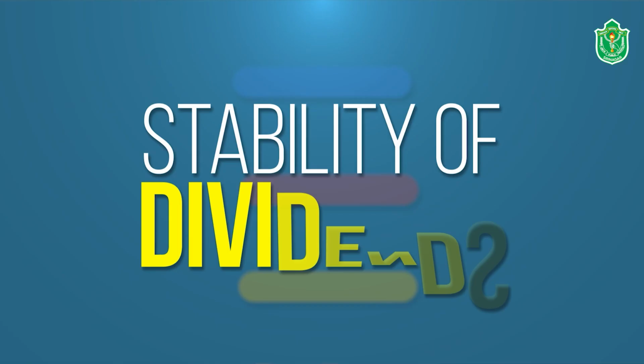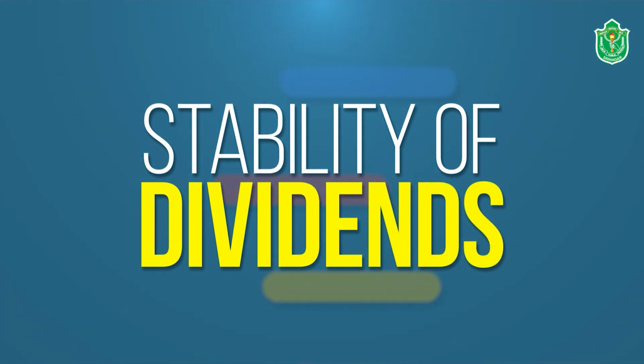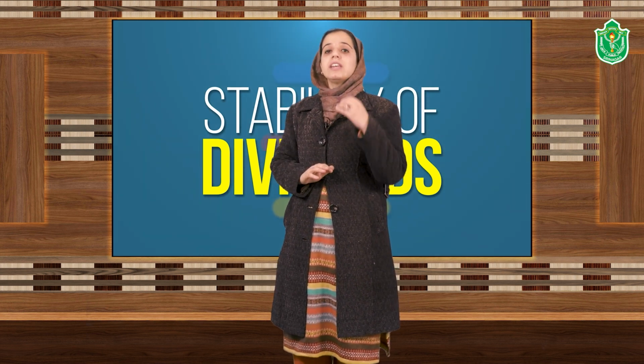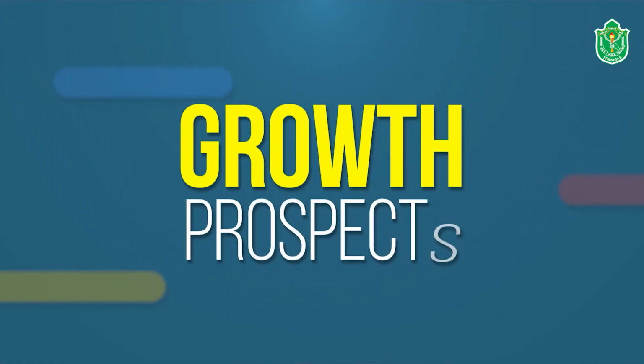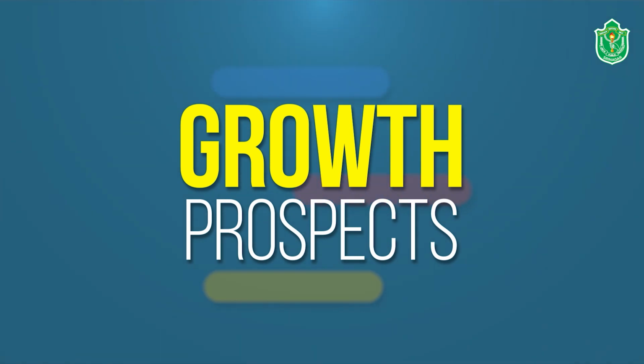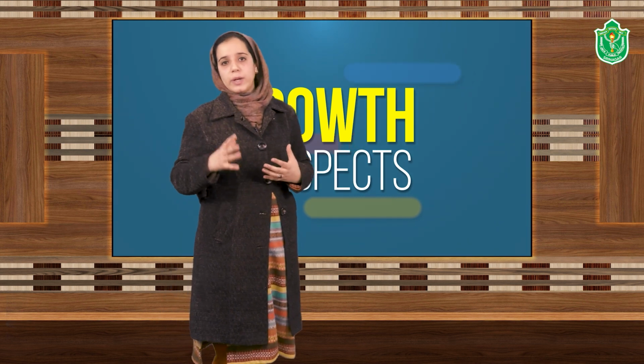The next is stability of dividends. If the firm follows a stable dividend policy, then the dividend per share is not altered if the earnings increase proportionately or if there is an increase which is of a temporary nature. Then the next is growth prospects. If there is a growth prospect for the firm in the near future, then they should retain the earnings. No or less dividends should be declared.